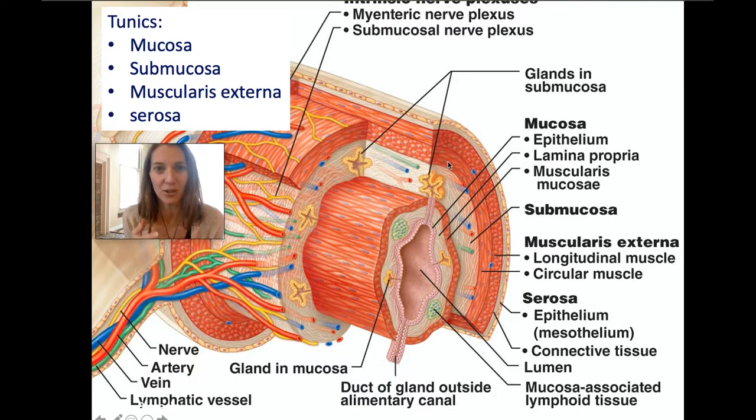That action of peristalsis and this involuntary smooth muscle will ensure that food keeps moving on down the pipe. And then last but not least is what we call the serosa. So here it is labeled.